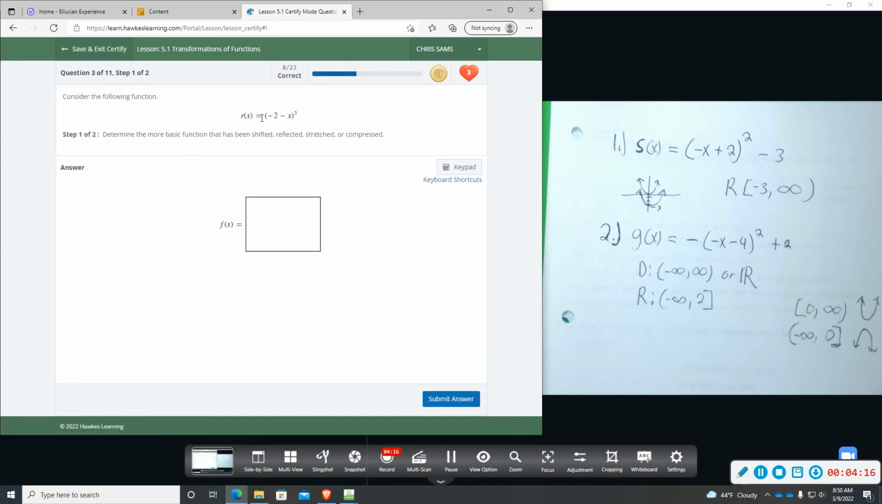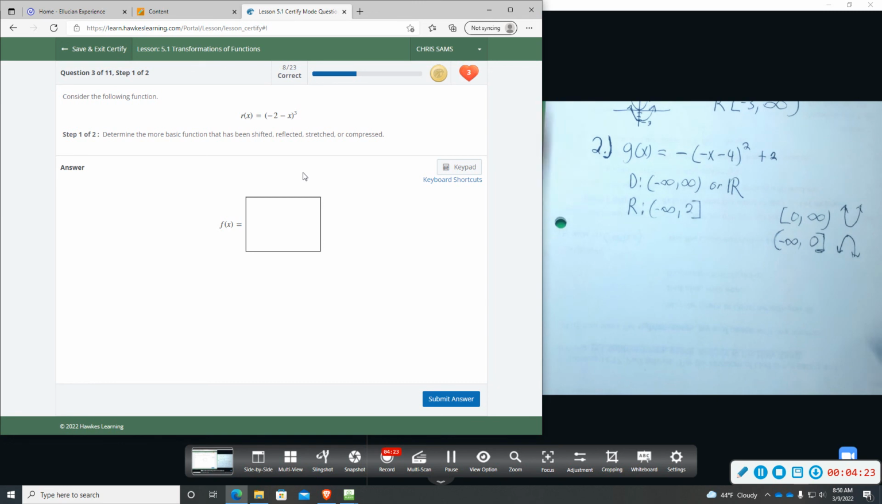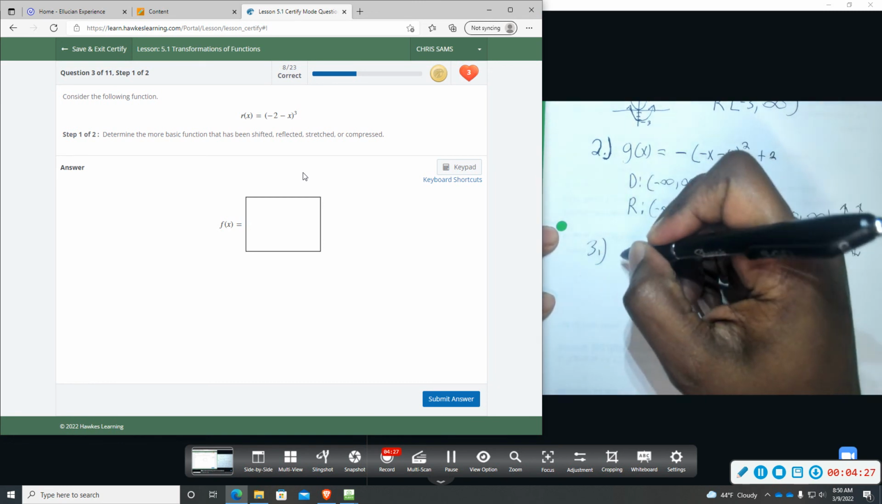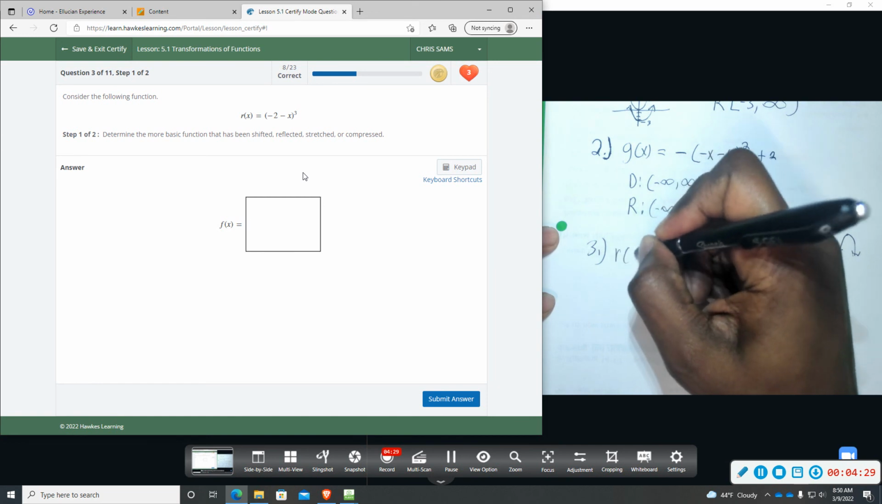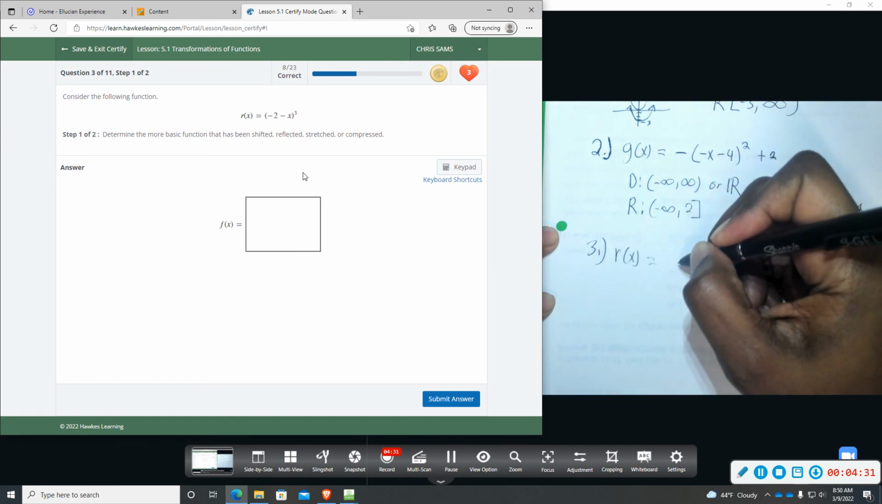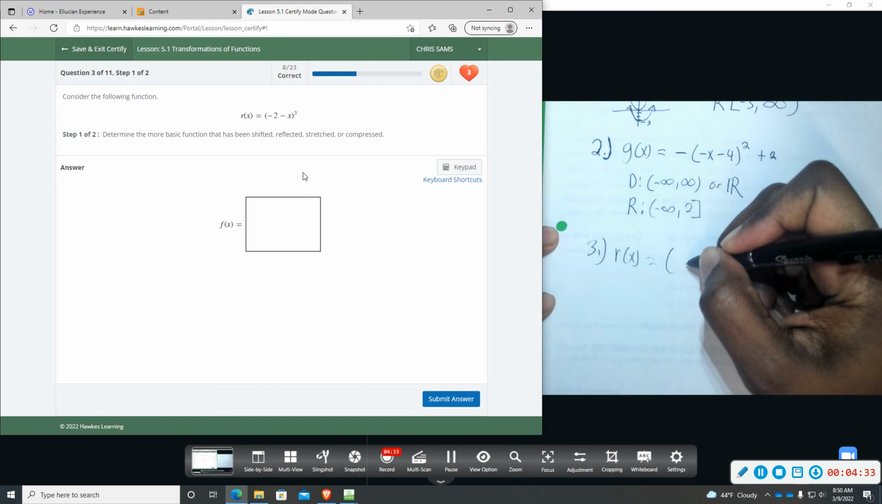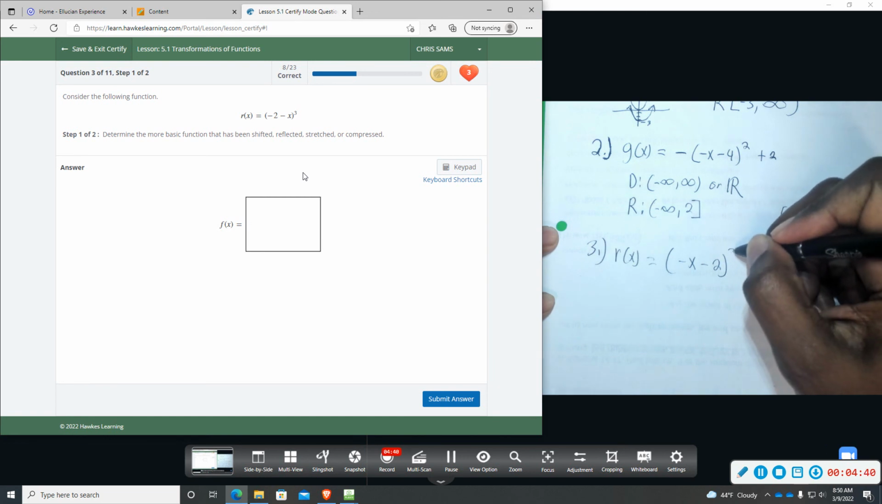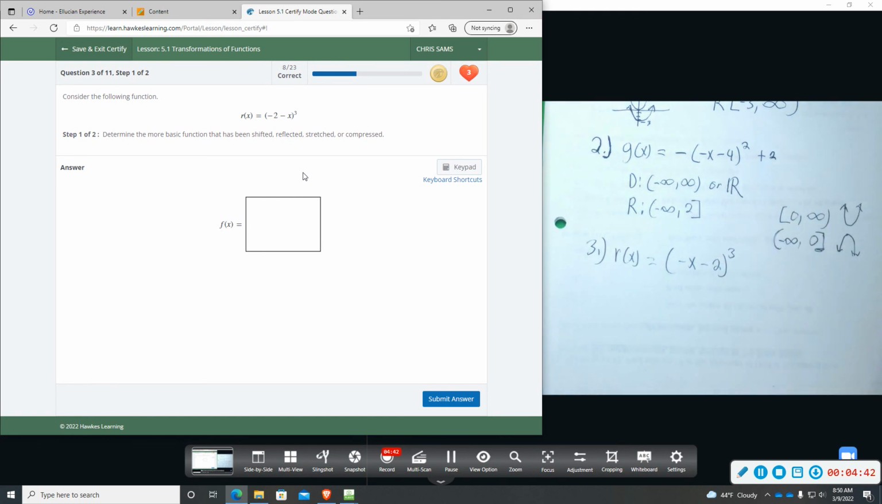Okay, so let's do 3 here, and again, they keep changing. I don't know why they do that, just an added layer of difficulty. But we're going to rewrite this one. 3 is R of x, and then we have in parentheses -x minus 2. Just rearranging those, and it's cubed this time, so to the 3rd power.